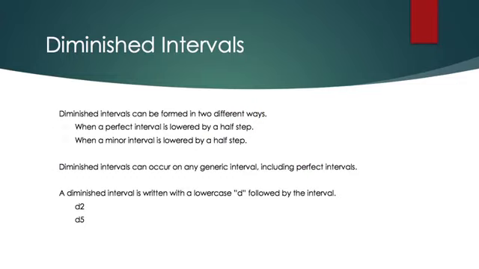So diminished intervals can occur on any generic interval, including perfect intervals, which means you could have a diminished second, you could have a diminished fifth, you could have a diminished seventh, whatever you want. Whatever is written in the score, it could be diminished. So this applies to all 12 intervals that we have available to us. So remember, the diminished interval is written with a lowercase d followed by the interval.